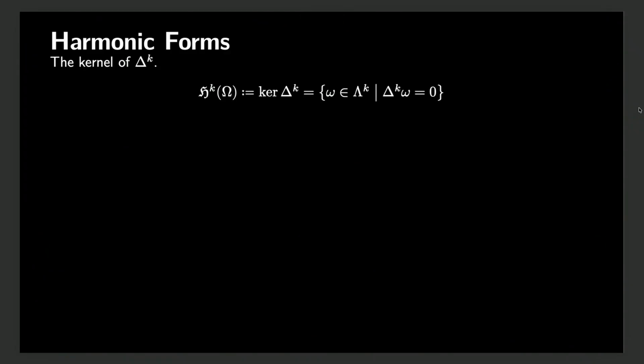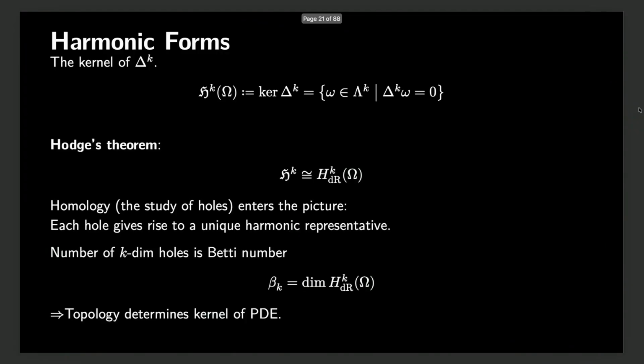The kernel of the Hodge-Laplacian is exactly defined by harmonic forms. Harmonic forms get their name from harmonic functions, whose Laplacian is 0. Here the Hodge-Laplacian is 0. And there's a theorem from Hodge that says that the space of harmonic forms is isomorphic to the de Rham cohomology. So this is how homology enters the picture.